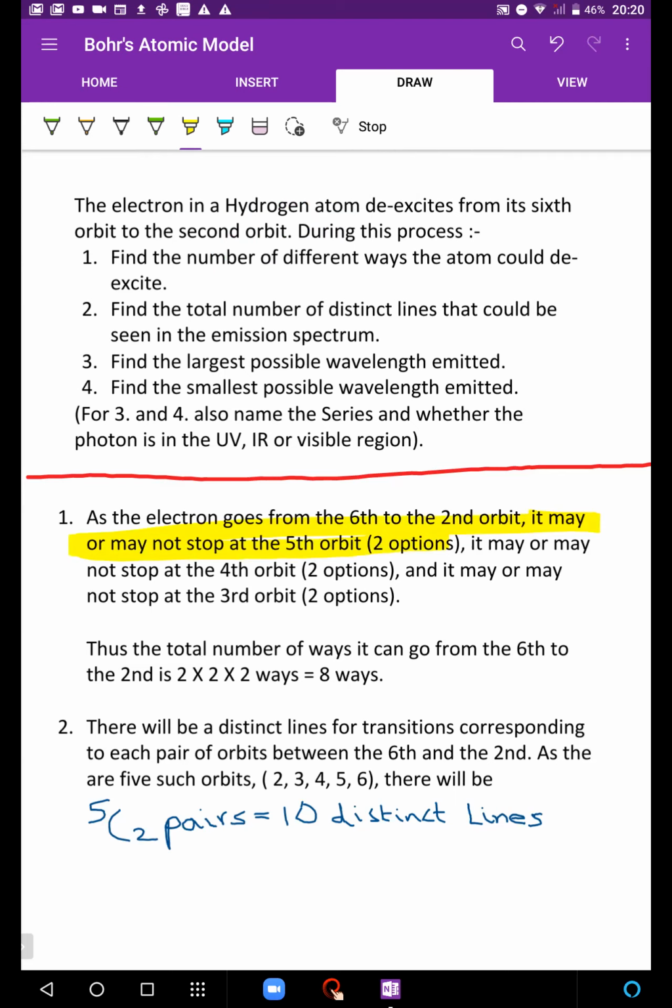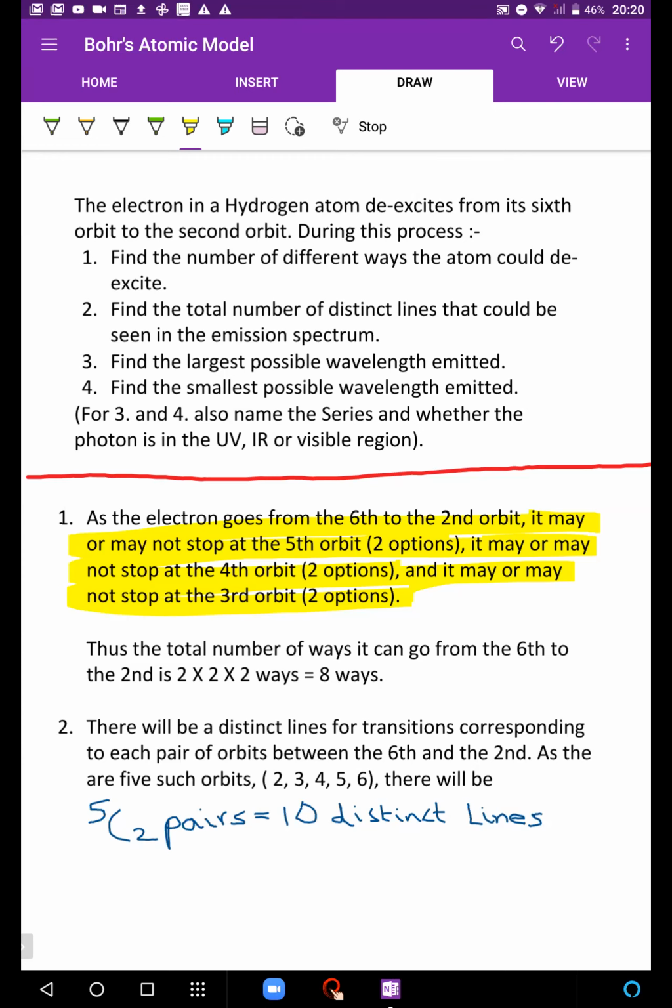यानी कि there are 2 options for the 5th orbit as it passes by it. वहाँ पे रुक सकता है या नहीं रुक सकता है. It may or may not stop at the 4th orbit. तो वहाँ पे भी 2 option है. 4th पे रुक सकता है या नहीं रुक सकता है. And it may or may not stop at the 3rd orbit. वहां पे भी 2 ऑप्शन है. 3rd पे रुक सकता है या नहीं रुक सकता.